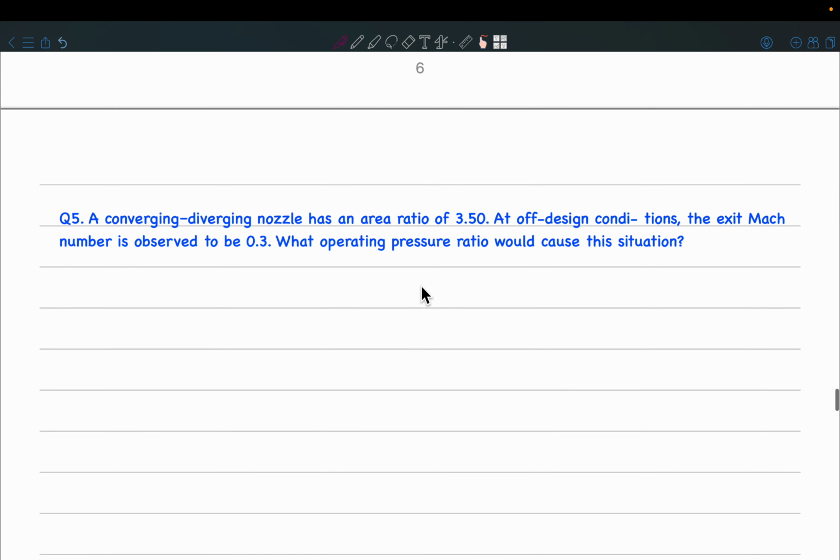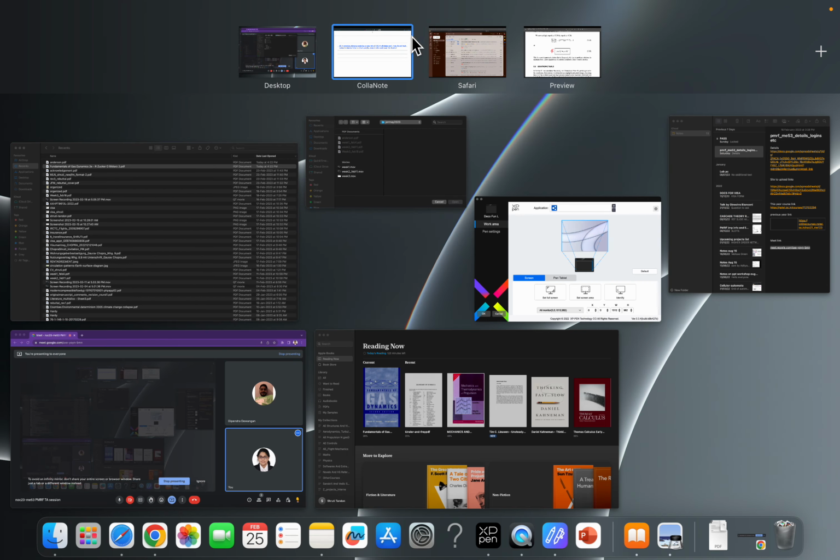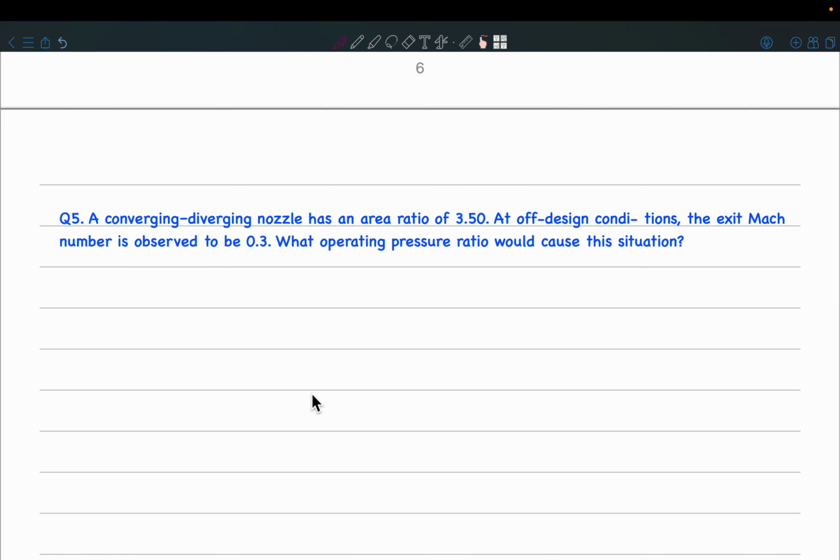Hello, am I audible? Okay, so let's solve this question. There's a converging diverging nozzle which has an area ratio of 3.5. At off design conditions, the exit Mach number is observed to be 0.3. So we have to calculate what is the pressure ratio that will create such a situation.